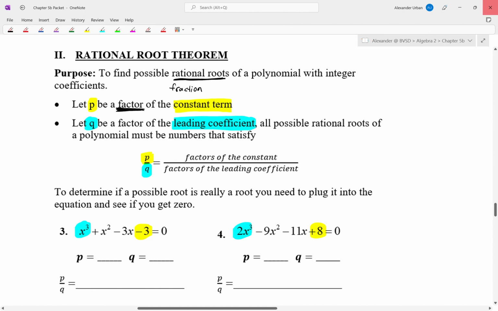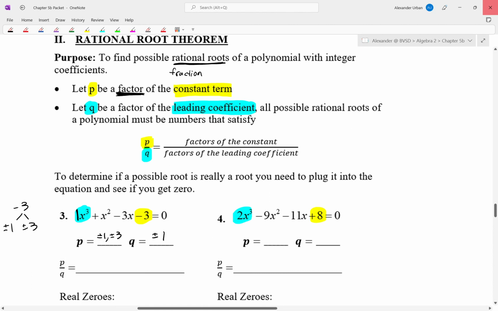For the p value of number 3, we're going to look at the factors of 3, or -3. -3 can be 1 times 3, and either one can be positive or negative. So we have 2 choices, or in this case actually 4 choices: positive or -1, and positive or -3. Now q, since this is 1x cubed, we only have 2 choices. The factors of 1 are just positive and -1. So I'm going to run through number 3 with you, just so we can get situated.